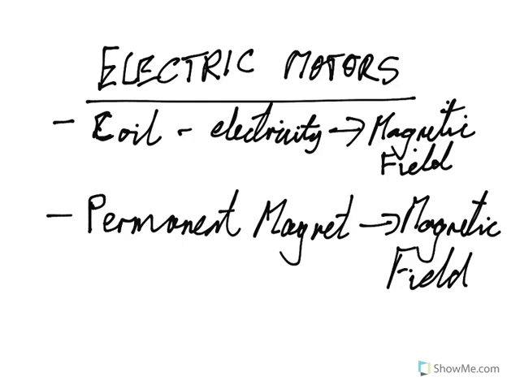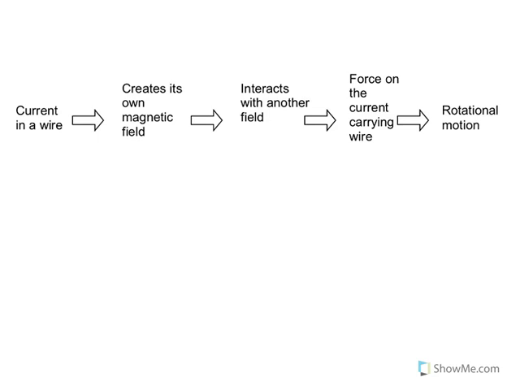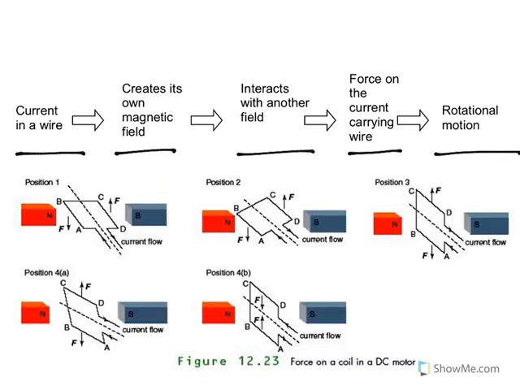So effectively this little graphic here very simply says what happens. You've got current in a wire which creates a magnetic field which interacts with another field, which produces a force on the current carrying wire which makes it rotate. Essentially that's it.